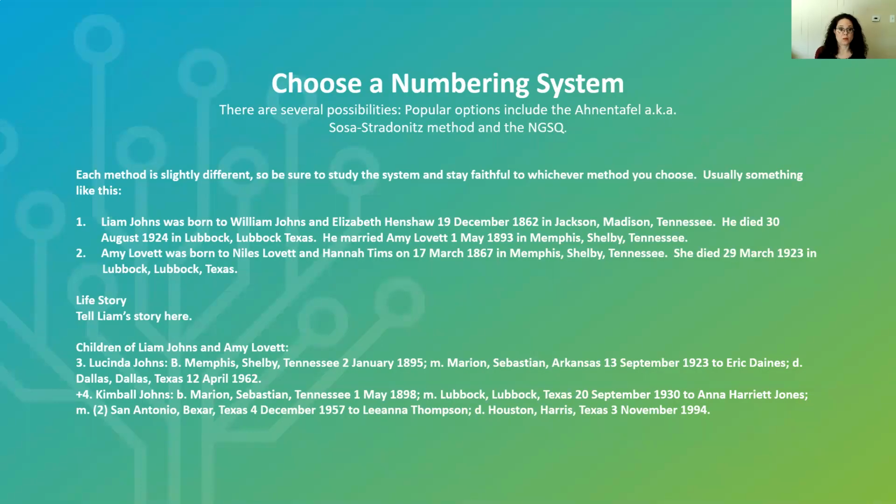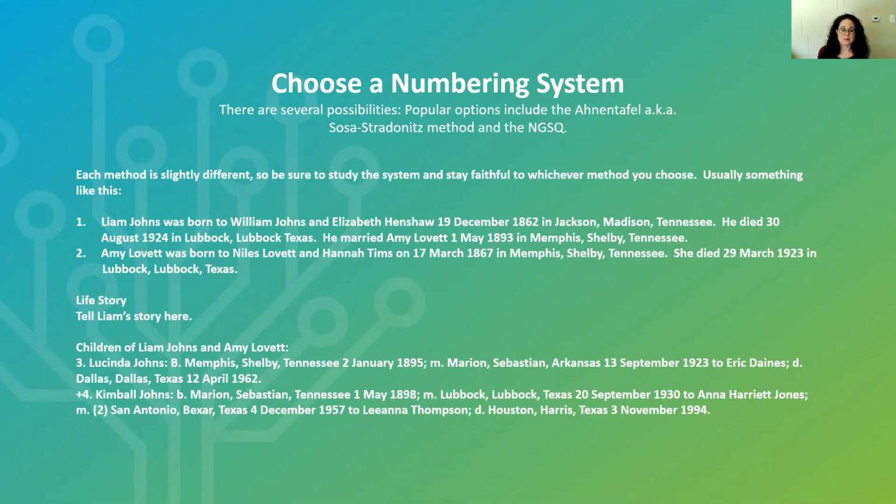Okay, and the last thing that we're going to talk about is choosing a numbering system. For this type of paper, you should usually use a genealogical numbering system that helps the reader keep track of individuals. Now, this isn't so much necessary if you're just telling the story of one person, but if you're writing a compiled family history, the kind where not only do you tell Liam's story, but then you go on to tell his father's story, then you're going to want to be sure to use a numbering system.